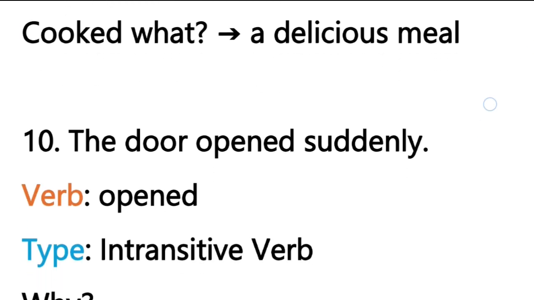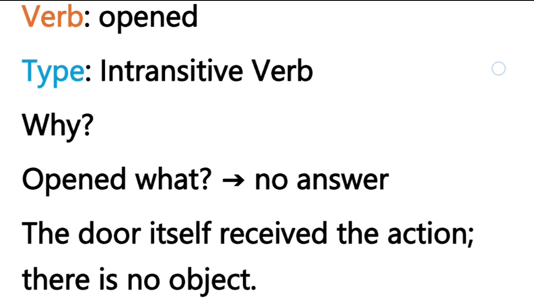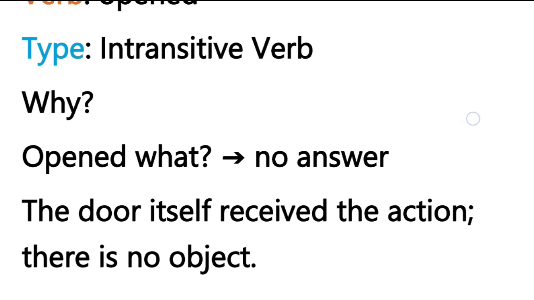You got this? Now let's talk about the last question of today's video, which is question number 10, which says the door opened suddenly. The verb will be opened and the type will be intransitive, because you can see no object is coming after this. Suddenly is an adverb because it is ending with ly. That's a separate chapter we'll discuss later on. Also, by asking opened what, we won't be able to get the answer. So the door itself received the action. There's no object. Hence it will be intransitive.